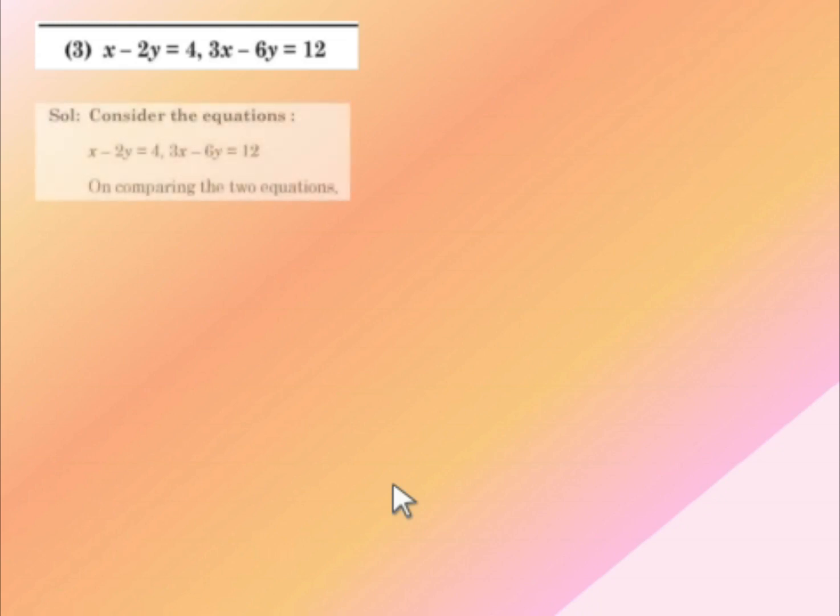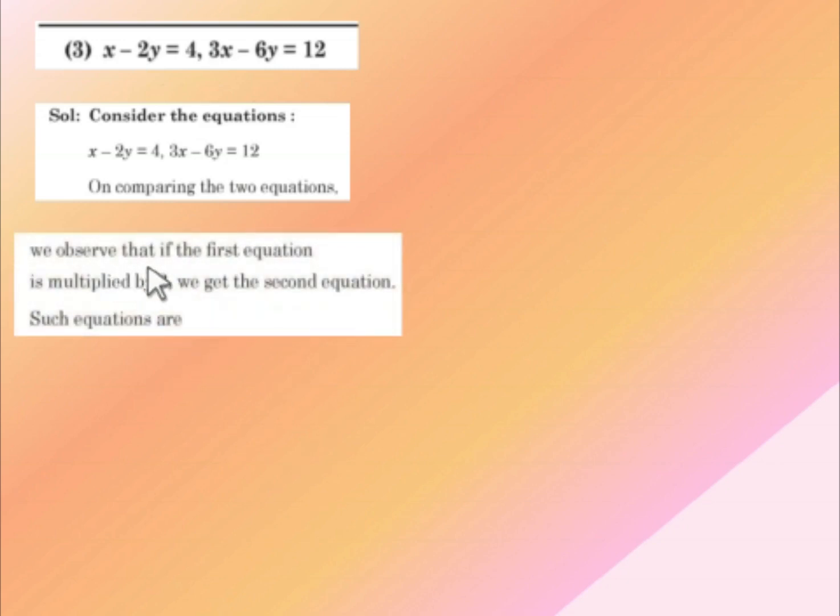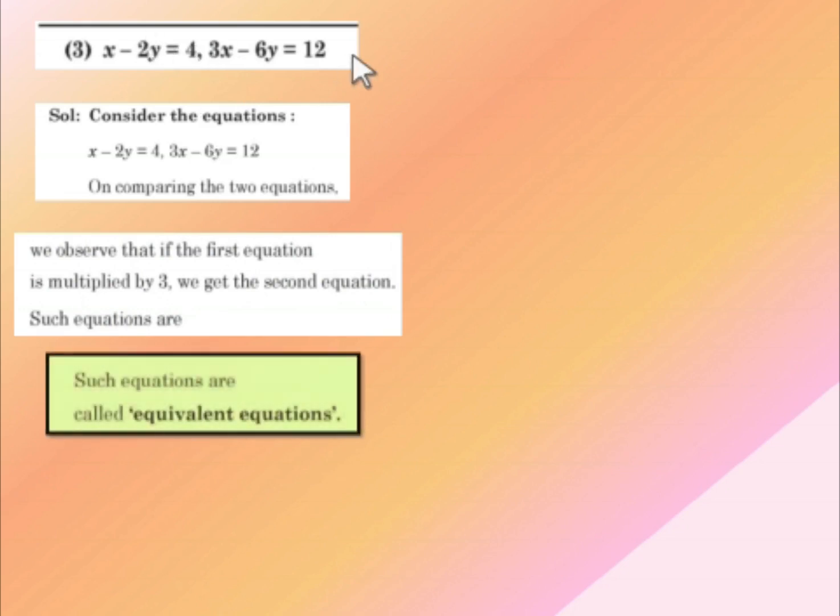Right? Now, again you get these two equations. x minus 2y is equal to 4. 3x minus 6y is equal to 12. Divide this full equation by 3. On comparing these two equations, we see that these two equations are the same. We observe that if the first equation is multiplied by 3 or the second equation is divided by 3, we get the same equation.